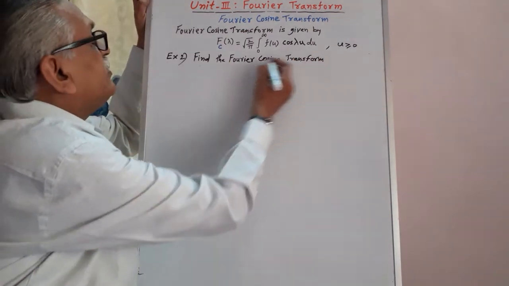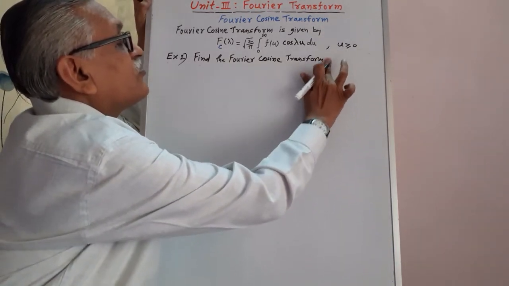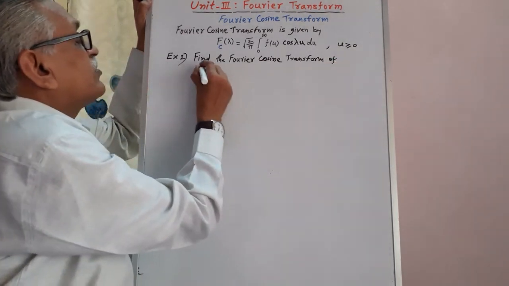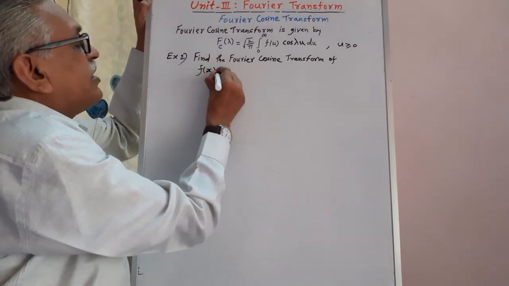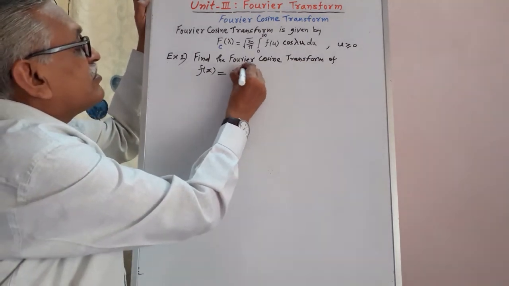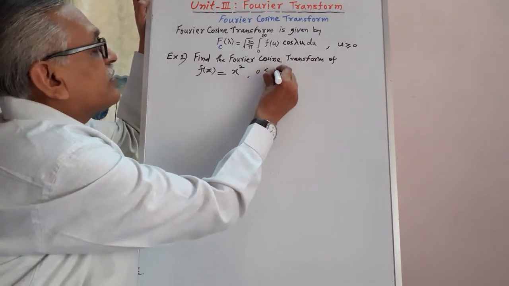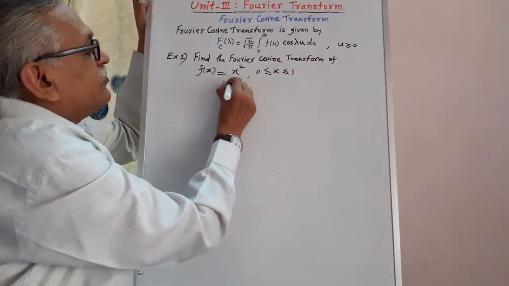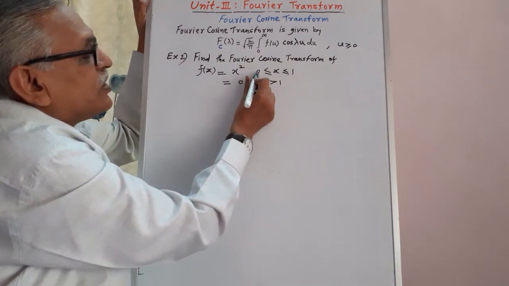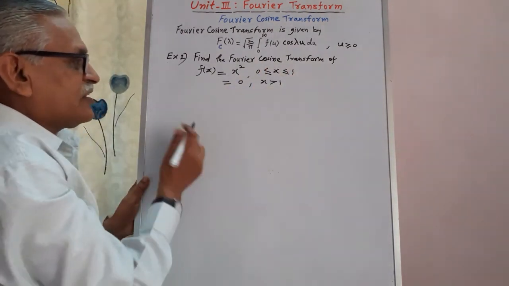Find the Fourier cosine transform of f of x as x square for the condition 0 less than or equal to x less than or equal to 1, and the second value is 0 for x greater than 1. Meaning the total range is from 0 to infinity, and we require to find the Fourier cosine transform.